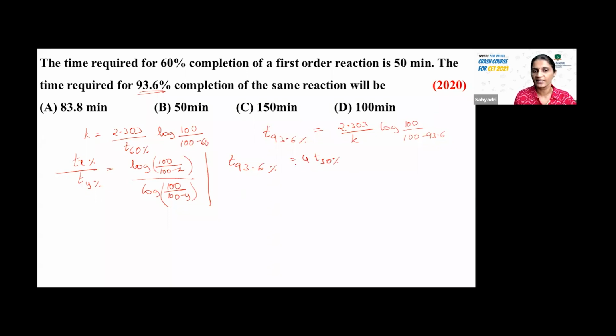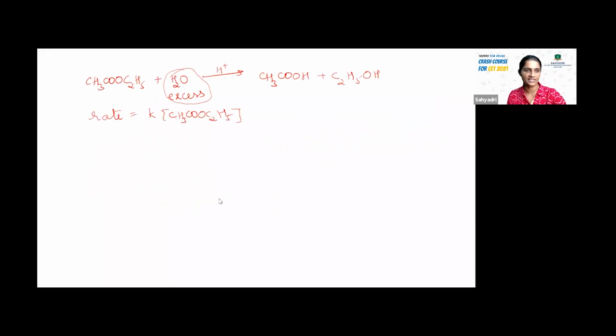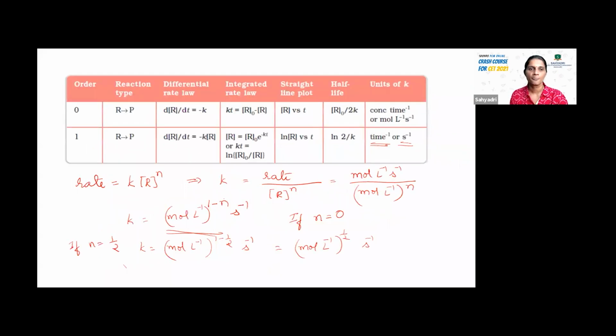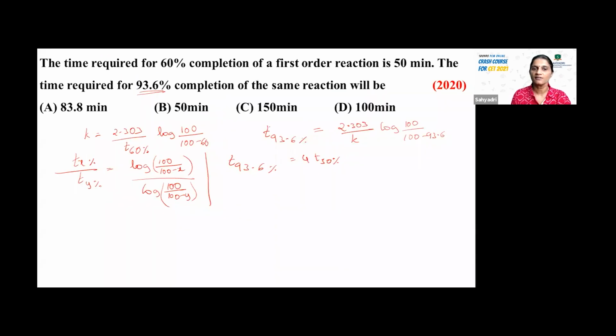Now what I do is I will calculate T 50% also. We had calculated it actually, if you remember. T 50% is 3/4 of T 60%. You remember this? So come back to that again. T 50% is 3/4 of T 60%, and so T 93.6% is 4 times 3/4 of T 60%. If you remember all these results, then how easily you can solve the question. Log 10 is 1, log 4 is 0.6. So 1 minus 0.6 becomes 0.4. 4 will get cancelled. So it is 3 into T 60%, which is equal to 3 into 50, which is equal to 150 minutes.